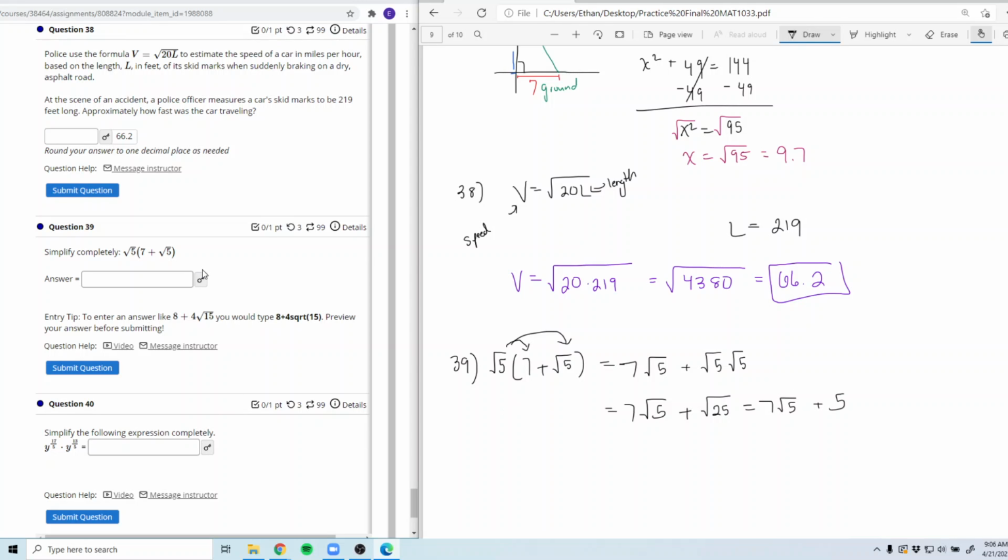And that's it. It gives you a little hint on how to write it, but we can just look at the answer here. Yes, they switch the order, but it's just a plus, so I can write the 5 in front if I want.